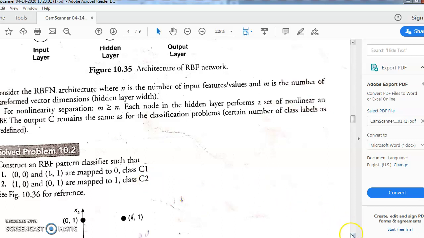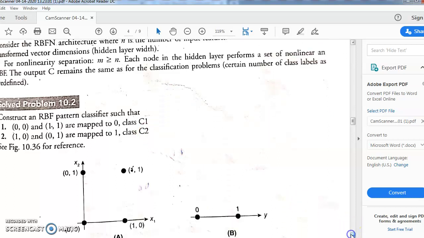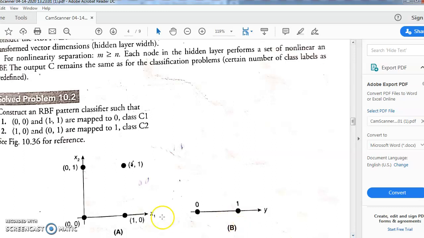So the first step is what? Plot those data points in two-dimensional space. If you plot these points, you can see that it is not possible to draw a hyperplane so that 0 0 and 1 1 will be in one group, and 0 1 and 1 0 will be in another group. So this problem is called a non-linear problem.